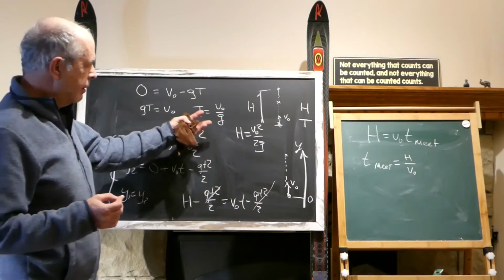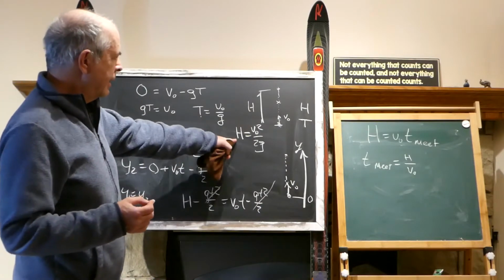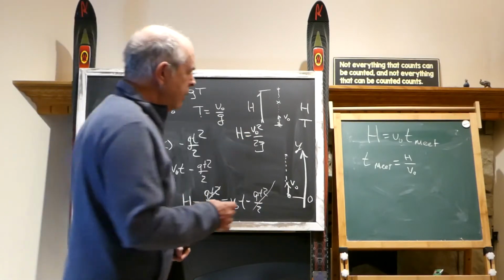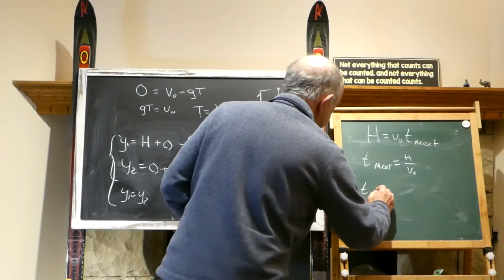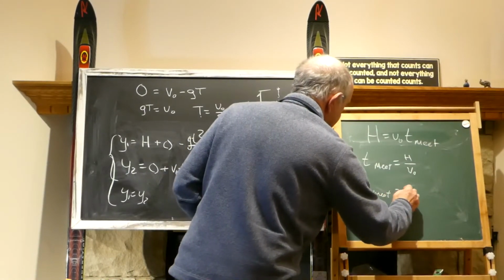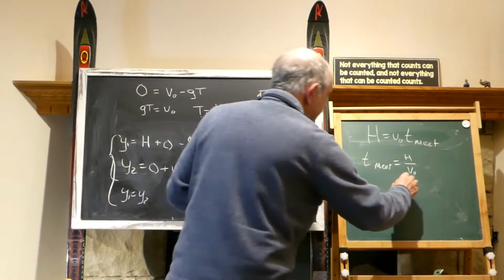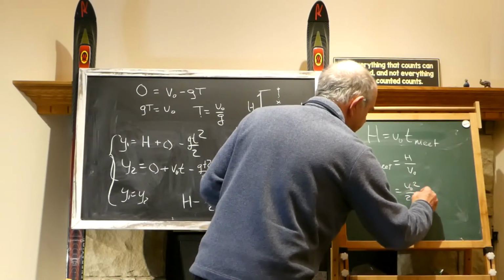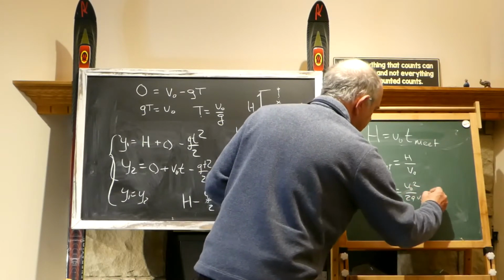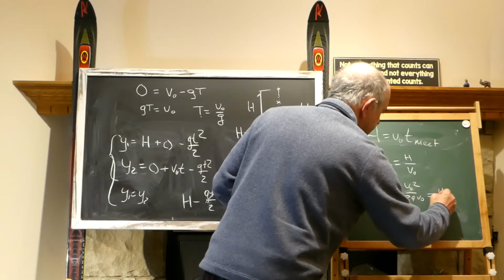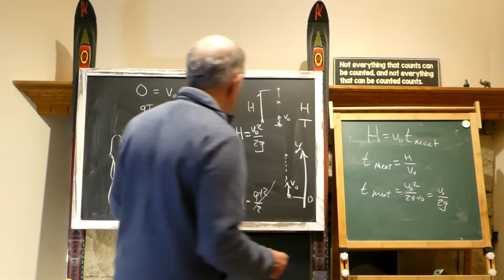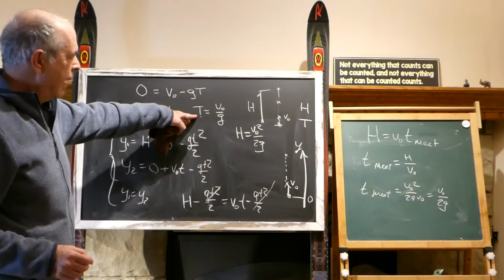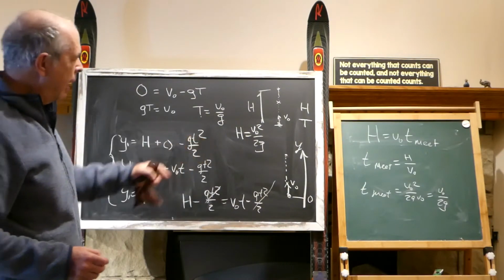And now let's try to reduce it. Let's remember that h is this. So we can say t meet, the moment when they meet, is v0 squared over 2g divided by v. This is gone, it becomes v0 divided by 2g. So the total time is v over g, and this is a half.